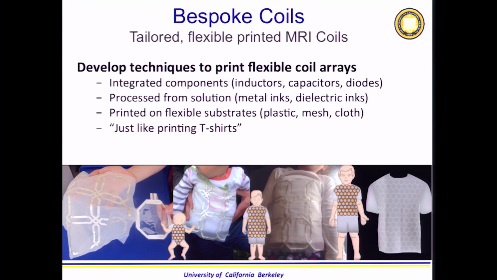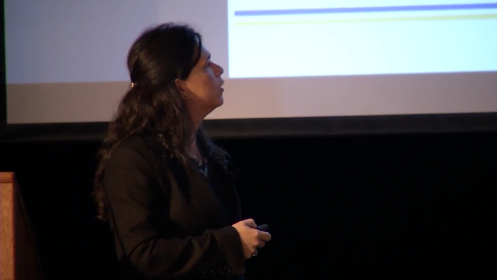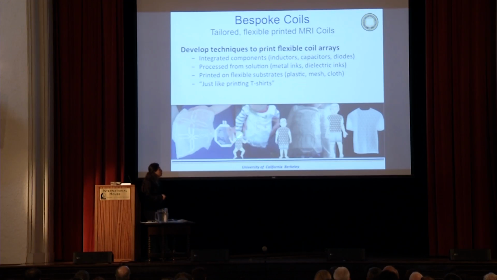Same for everybody. Especially for children and babies, this is a big problem because the hardware is so heavy. In some cases, they can't use it. In other cases, they need to give the kids general anesthesia because the scan takes so long, since the hardware doesn't fit. So this is our goal, this is what we are targeting: flexible MRI coil arrays that are completely conformal to the body.